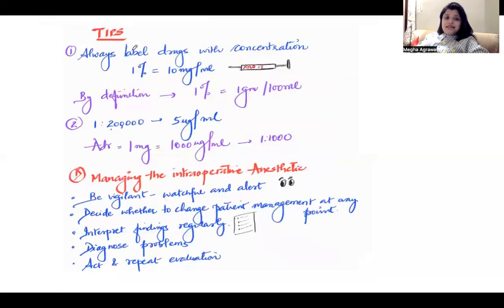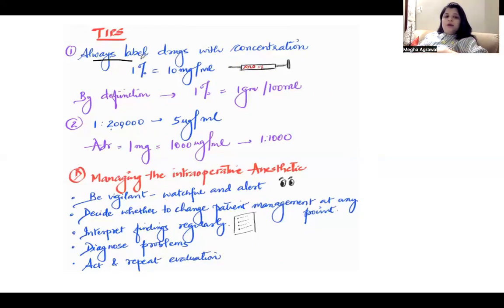So there are certain tips while you prepare the drugs: always label the drugs with concentration. You don't only write the name of the drug, you also write the concentration of the drug. Like xylocaine comes in 2%, but sometimes you make it 1%. So don't just write xylocaine, write xylo 1%. That is important, because it is not necessary that you are making the drug and you are only using the drug. Somebody else may also use the drug.